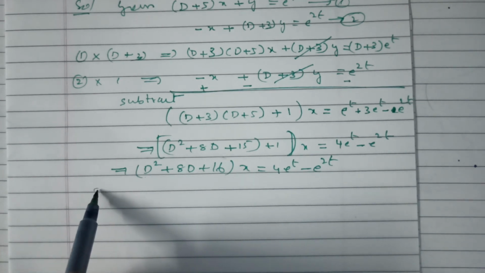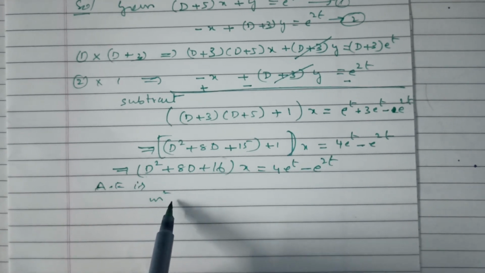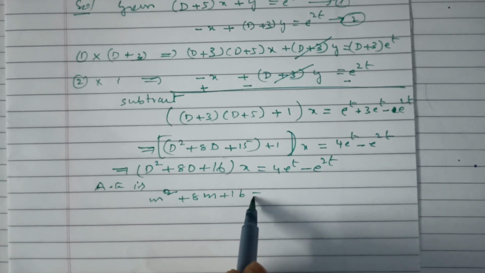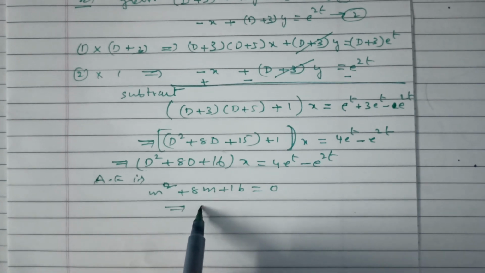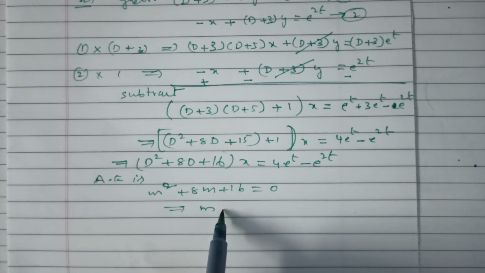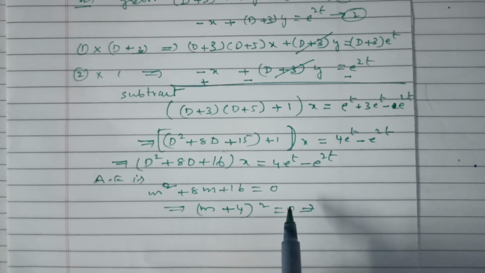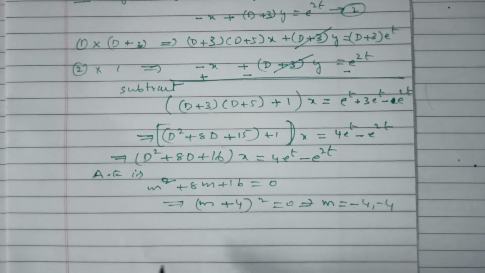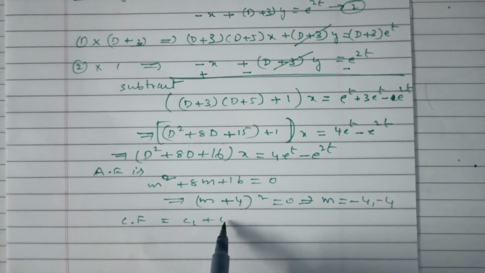Next, find the value of the variable. So the AE is m square plus 8m plus 16 is equal to 0, which implies (m plus 4) whole square is equal to 0, which implies m is equal to minus 4, minus 4. So that CF is equal to (C1 plus C2 t) into e power minus 4t.